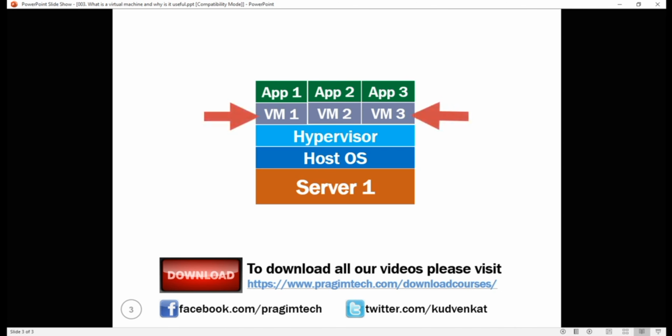You can think of a virtual machine as a computer within a computer. Multiple virtual machines can run simultaneously on the same physical server. In each virtual machine, we can install an operating system of our choice, Windows, Linux, etc.